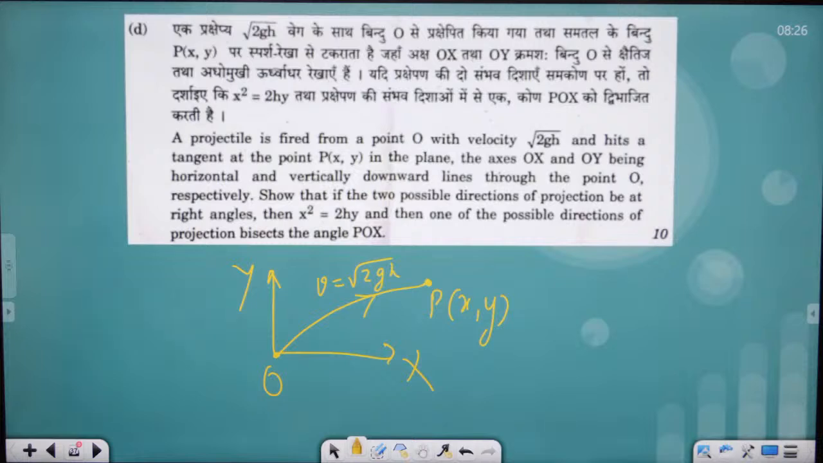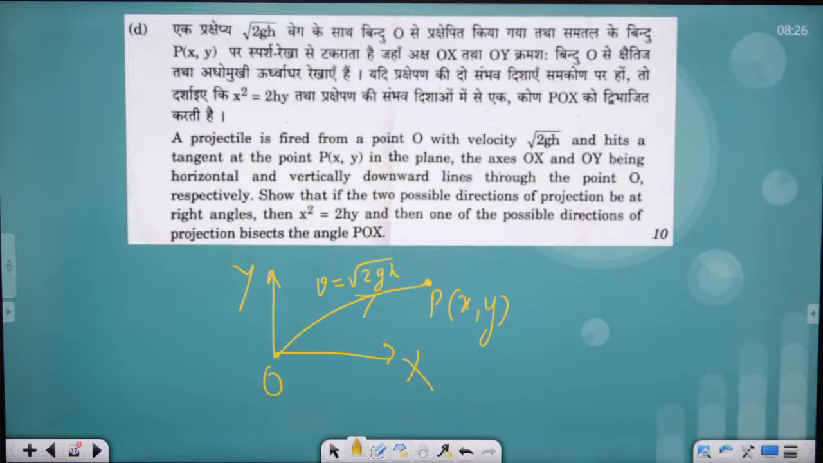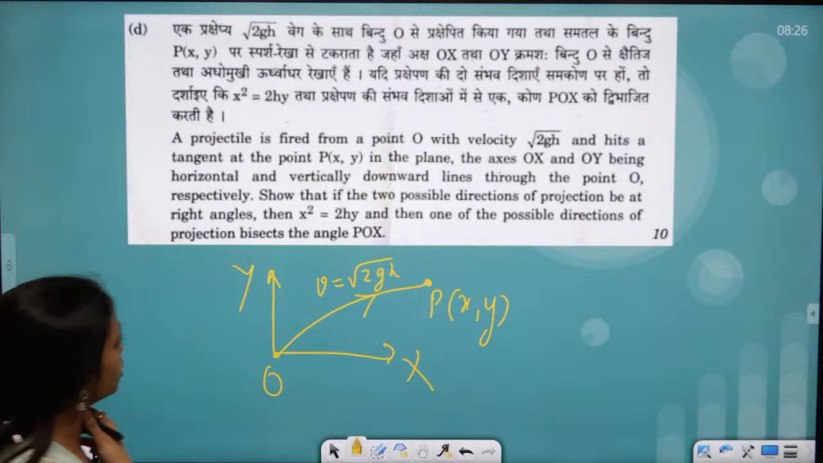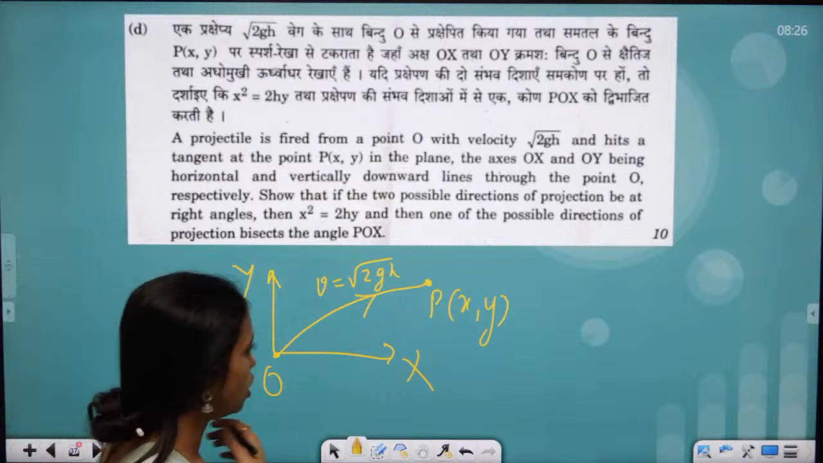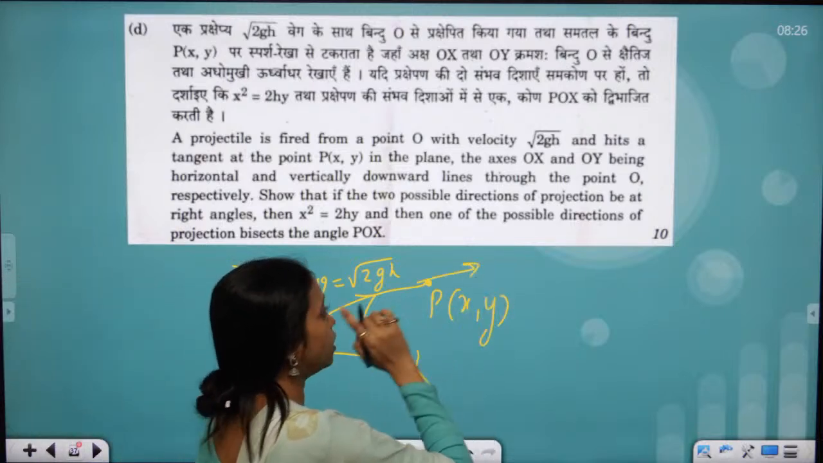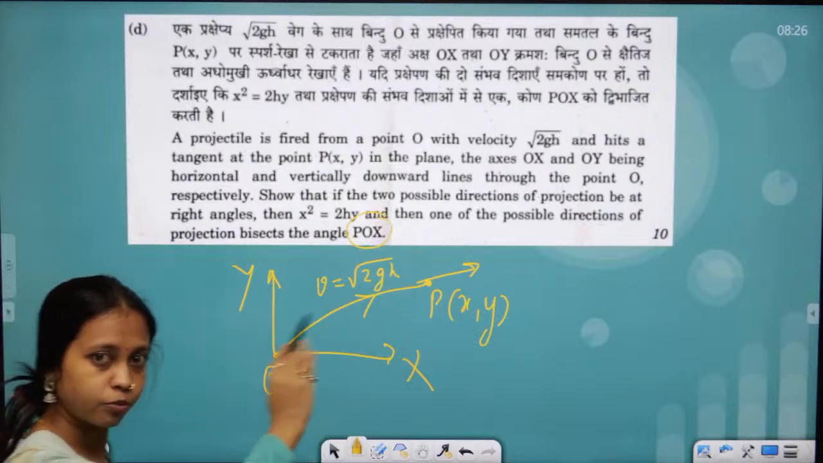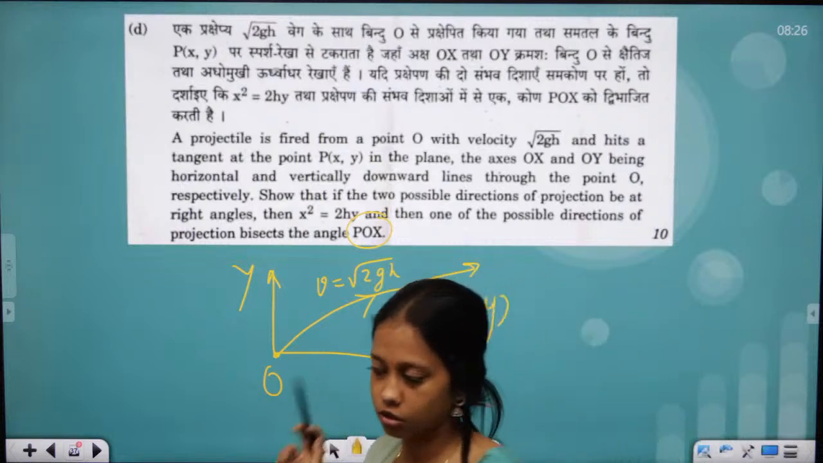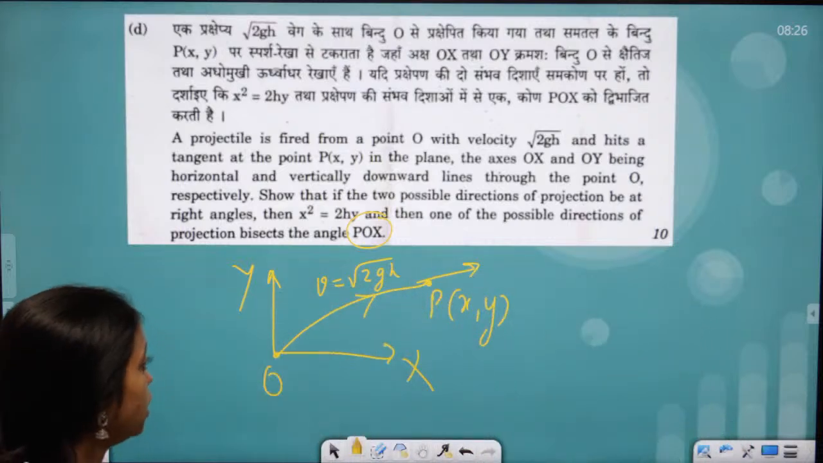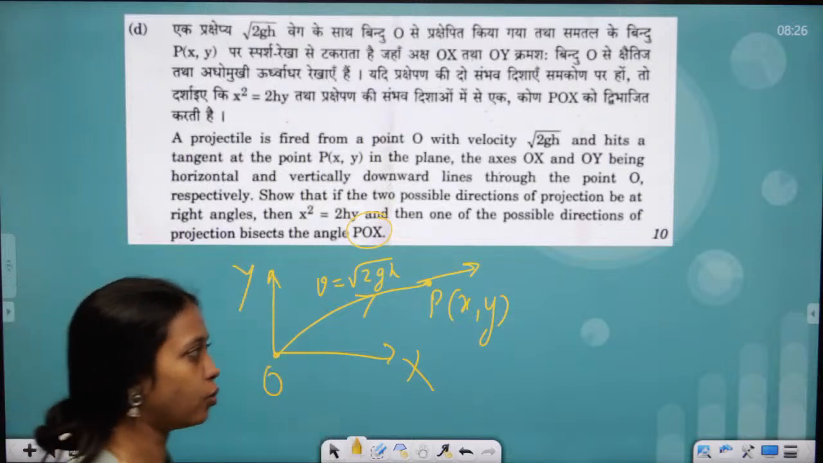Show that if the two possible directions of the projectile are at right angles, then x square is equal to this, and one of the possible directions of projection bisects the angle POX. So for P you have to make a tangent, only then can you talk about this. Otherwise this is a curve. A projectile path is curved, so make a tangent to actually define that angle POX. This requires some of your thinking and some work.